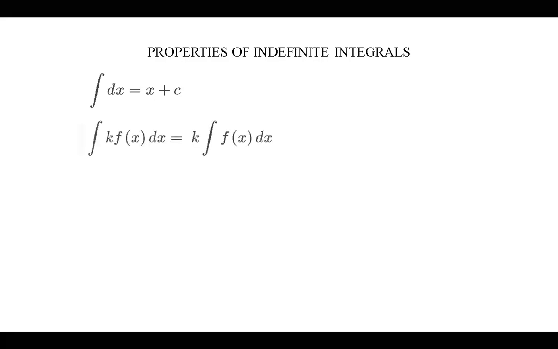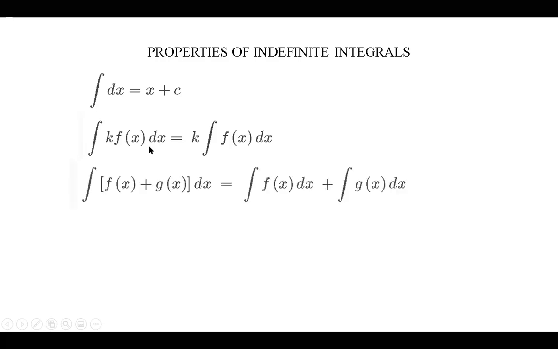And the next property is the integral of k times f of x dx is equal to k times the integral of f of x dx. So k here is a constant. If there is a constant inside the integration symbol, we can simply take it out of the integration symbol and integrate the remaining function. So this is the second property, which has a constant in it. If there is a k or constant, take the constant out, then we can integrate the remaining function of f of x.